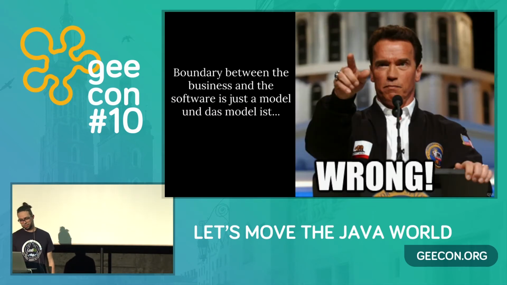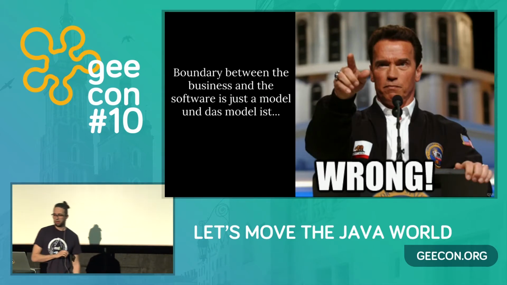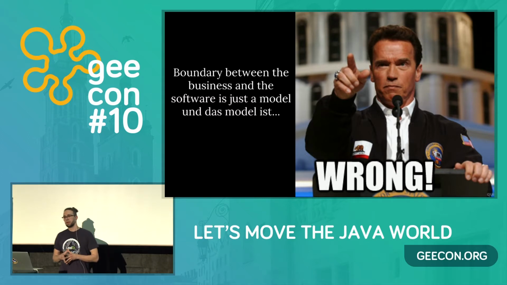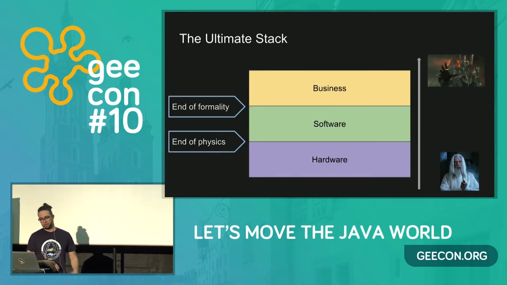And why does that happen? This is a model. Let's remember that from the beginning of this talk. It is not a reality, and this boundary is artificial. The boundary between business and software is a model, and that model may actually be wrong.